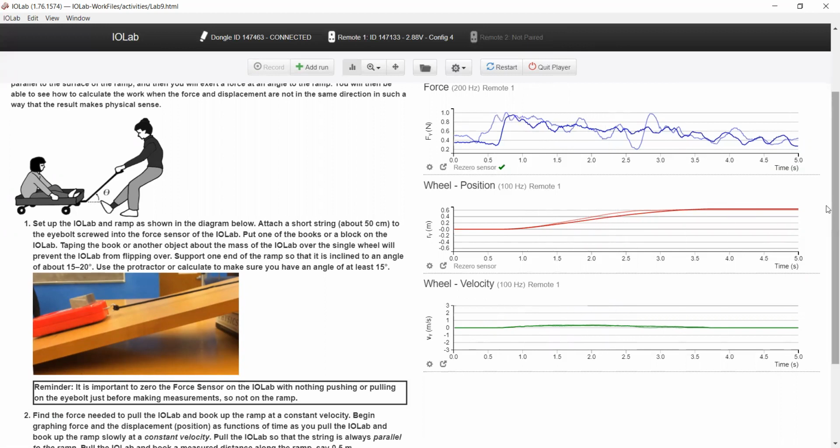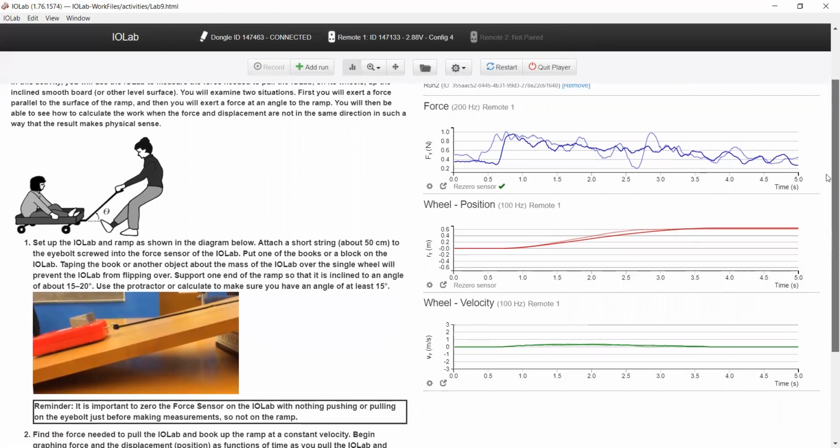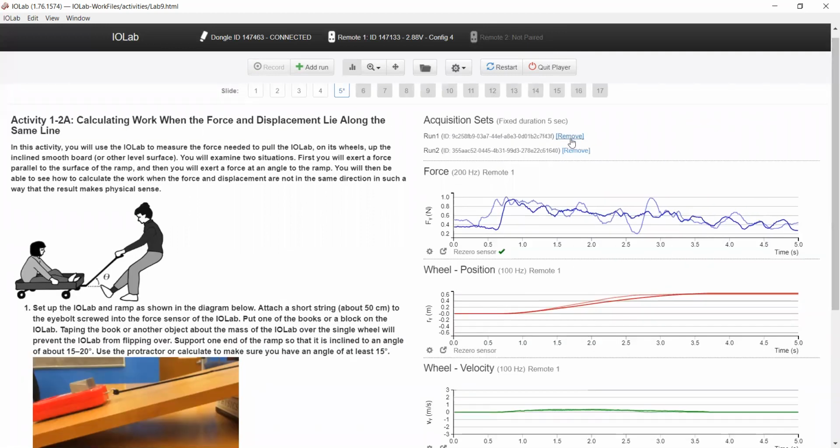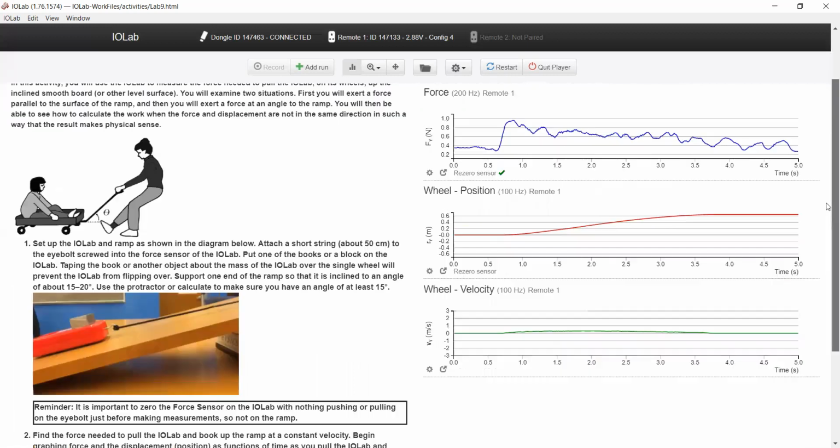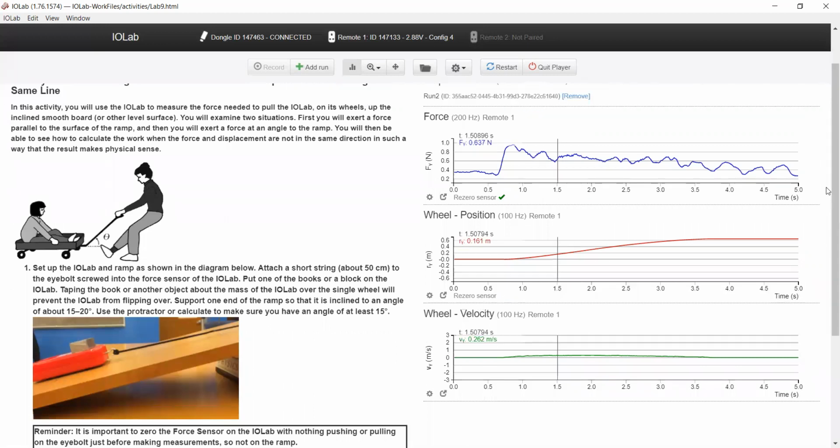So do you want to take the first or second? Anyone would be fine. I can work with anyone. Okay, let me do the first one. It seems the force is constant around this region here. So we have to see where the IOLab is moving. While it was moving from here to here, the force was constant, and in that region you have to see the velocity was also kind of constant. This region would be okay.